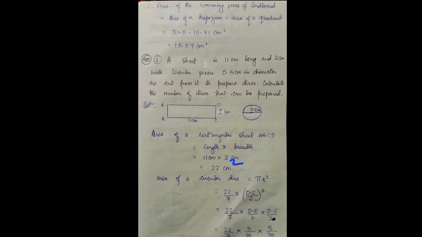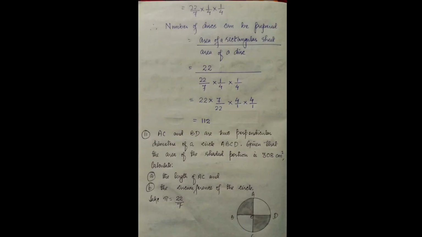Next you can cancel here. 5 1s are 5, 5 4s are 20, 5 1s are 5, 5 4s are 20. Now you can multiply numerator and you can multiply denominator. So the next line will be 22 by 7 into 1 by 4 into 1 by 4. Okay, we'll keep like this. We'll do calculation afterwards. Now we will find how many discs can be prepared.